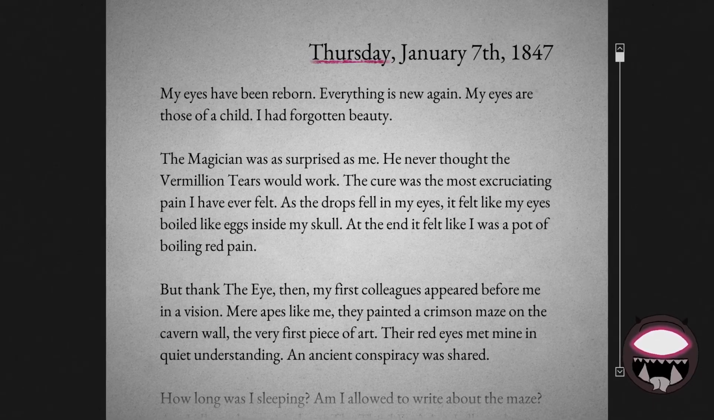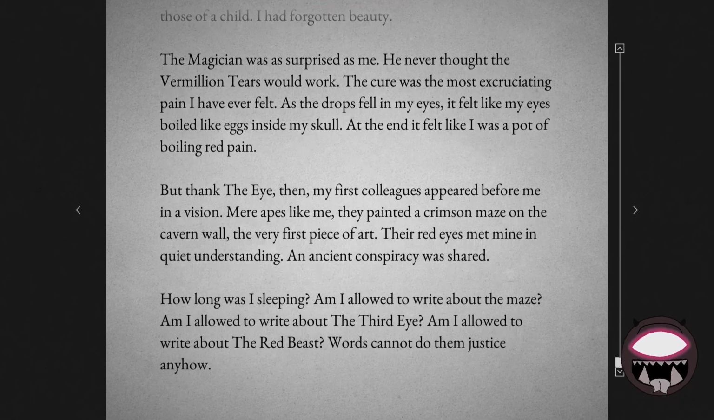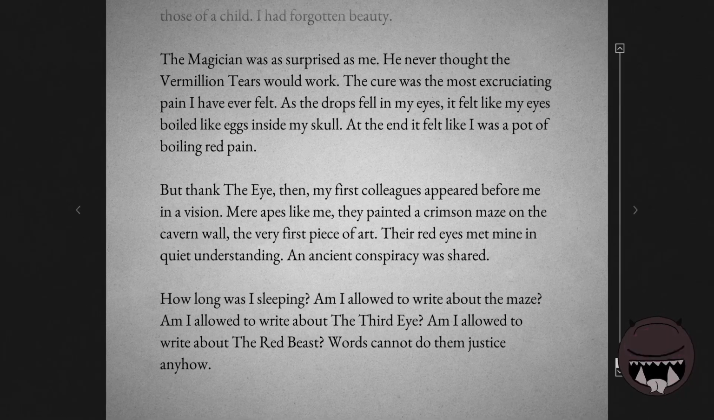The magician was as surprised as me. He never thought the vermilion tears would work. The cure was the most excruciating pain I had ever felt. As the drops fell in my eyes, it felt like my eyes boiled like eggs inside my skull. At the end, it felt like I was a pot of boiling red pain. But thank the eye, then, my first colleagues appeared before me in my vision. Mere apes like me, they painted a crimson maze on the cavern wall, the very first piece of art. Their red eyes met mine in quiet understanding. An ancient conspiracy was shared.